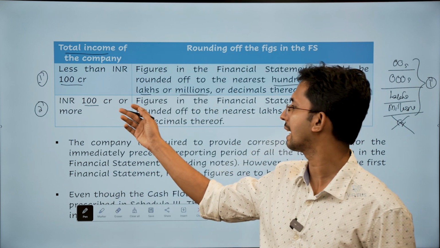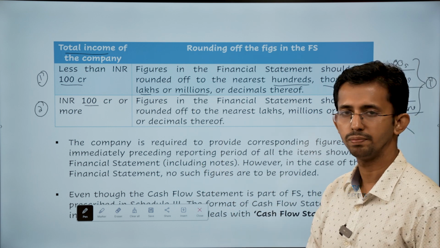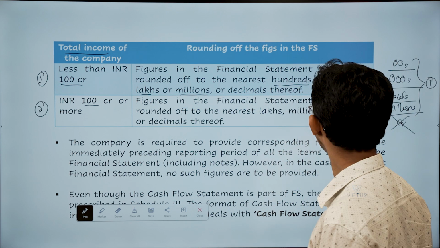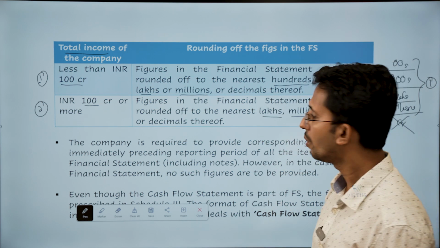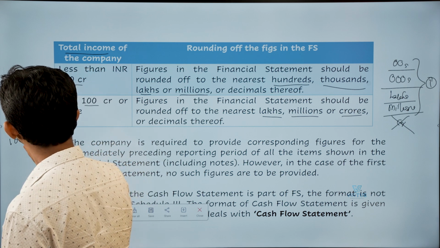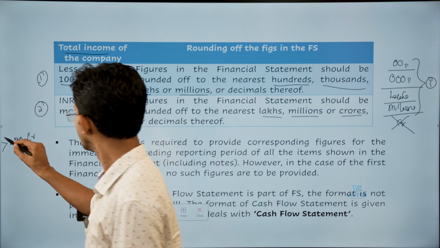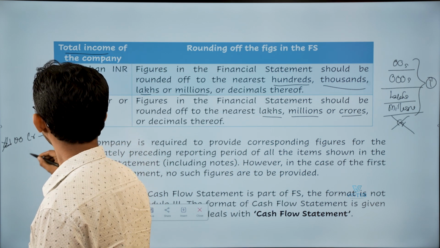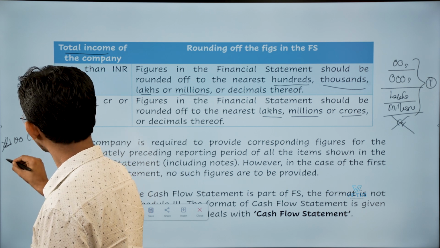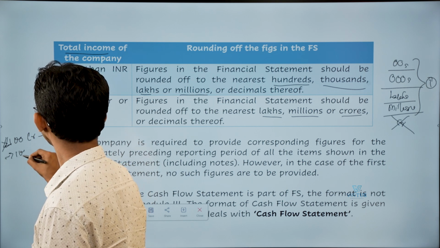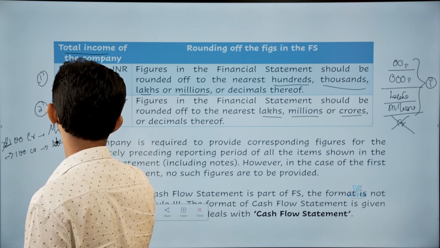But when you come to the second category, the cases where your total income is 100 crore or above, in those cases you can round it off to the nearest lakhs, millions or crores. So if it is less than 100 crore, you can round it off up to millions. And if it is equal to or greater than 100 crore, then you can start from lakhs, millions or crores.